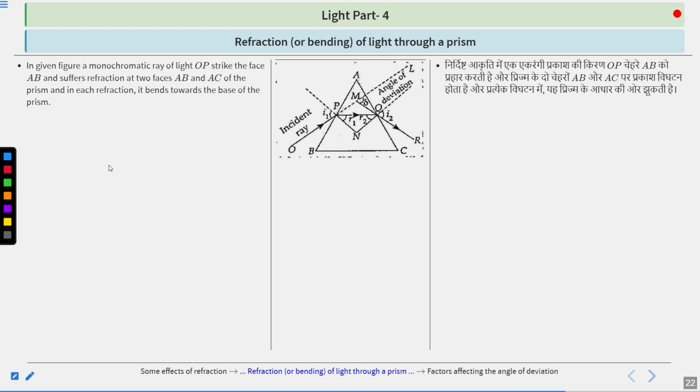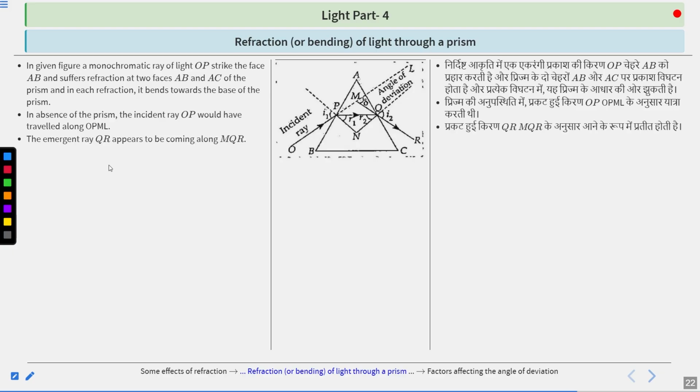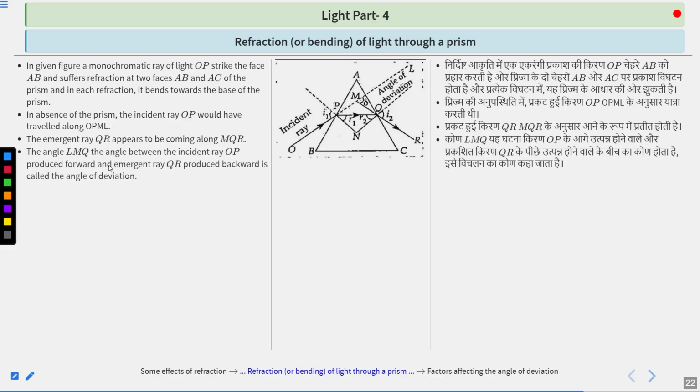In the given figure, a monochromatic ray of light OP strikes the face AB and suffers refraction at the two faces AB and AC of the prism, and in each refraction it bends towards the base of the prism. In the absence of the prism, the incident ray OP would have traveled along OPML. The emergent ray QR appears to be coming along MQR. The angle LMQ, the angle between the incident ray OP produced forward and the emergent ray QR produced backward, is called the angle of deviation. This is also denoted by the letter delta.